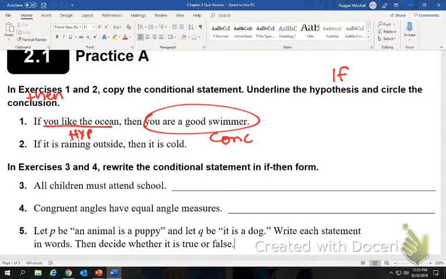All children must attend school. We want to rewrite this in a conditional sentence with if and then. So I always split it at the subject and the verb. What is the subject of this sentence? All children. Yeah, it's about the children. So can anybody take a smack at this? If what? If you're a child, then you must attend school. Good. If you are a child, then you must attend school.